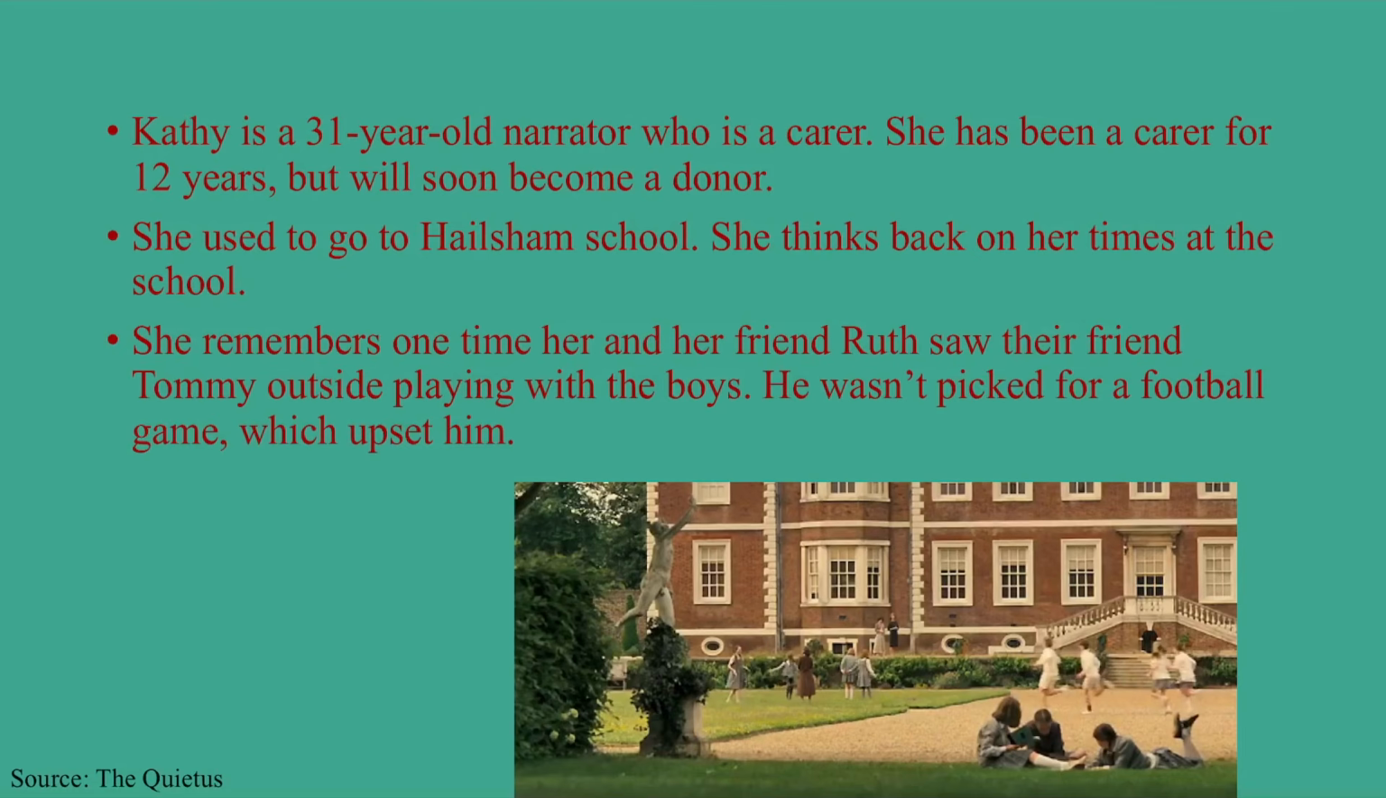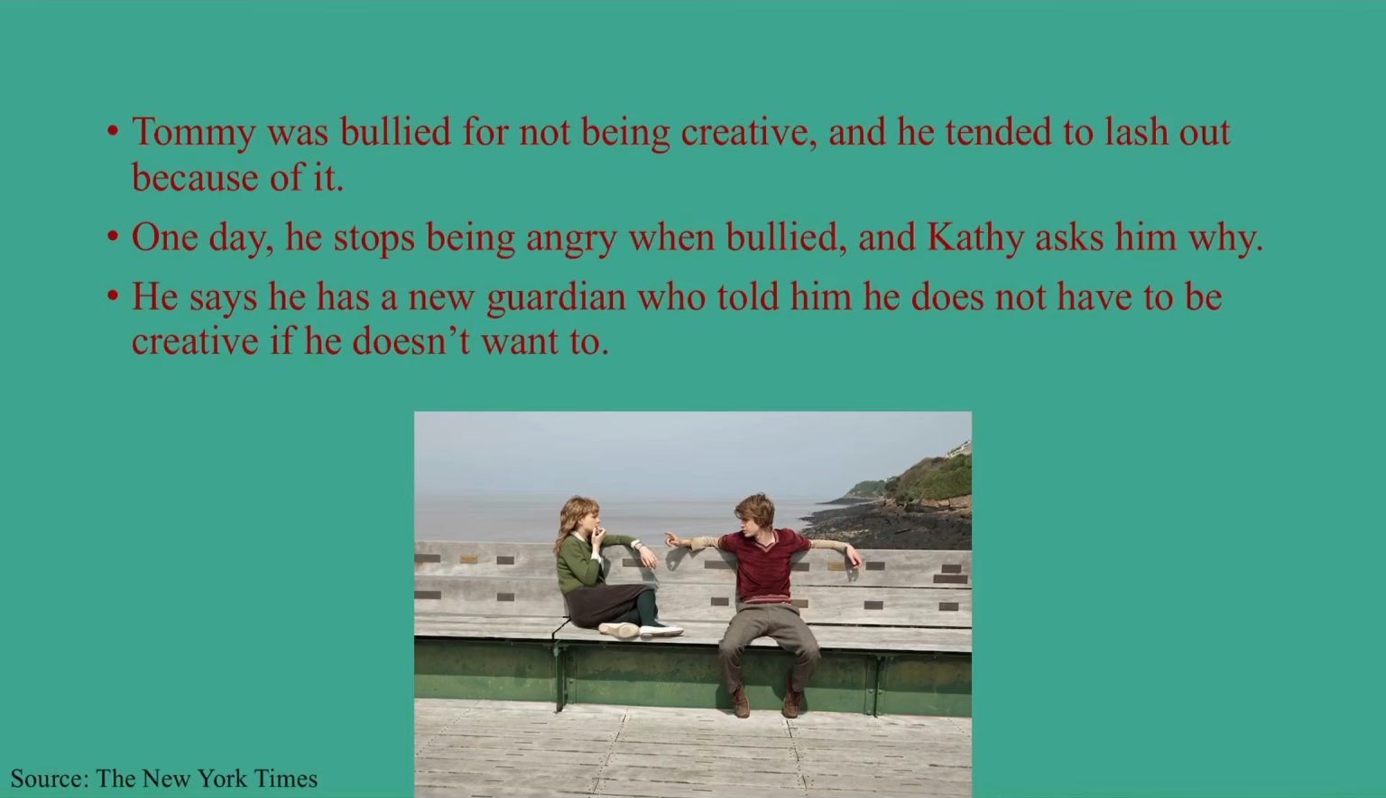She remembers a time when she and her friend Ruth saw their friend Tommy outside playing with the boys, and he wasn't picked for a football game, which upset him. We learn that Tommy, another important character, was bullied for not being creative, unlike the other people at Hailsham boarding school, and as a result, he tended to lash out. However, one day he stops being angry when he's bullied, and Cathy asks him why. He says that he has a new guardian who told him he does not have to be creative if he does not want to be creative.